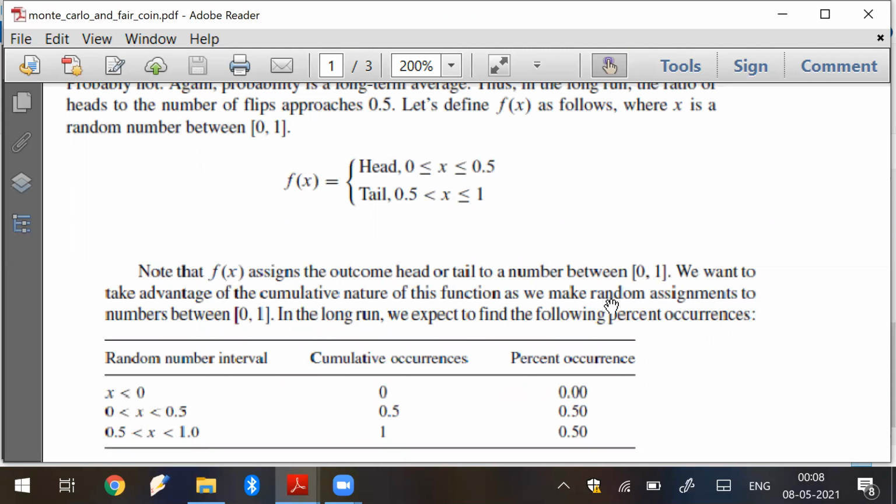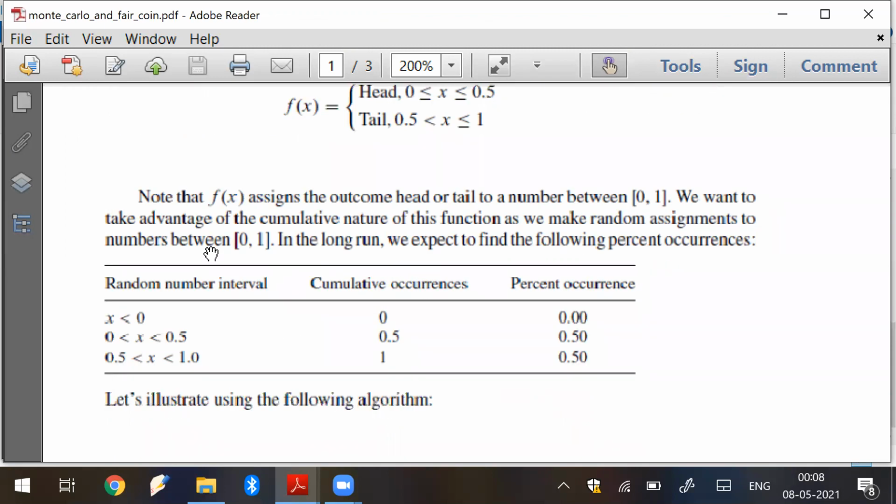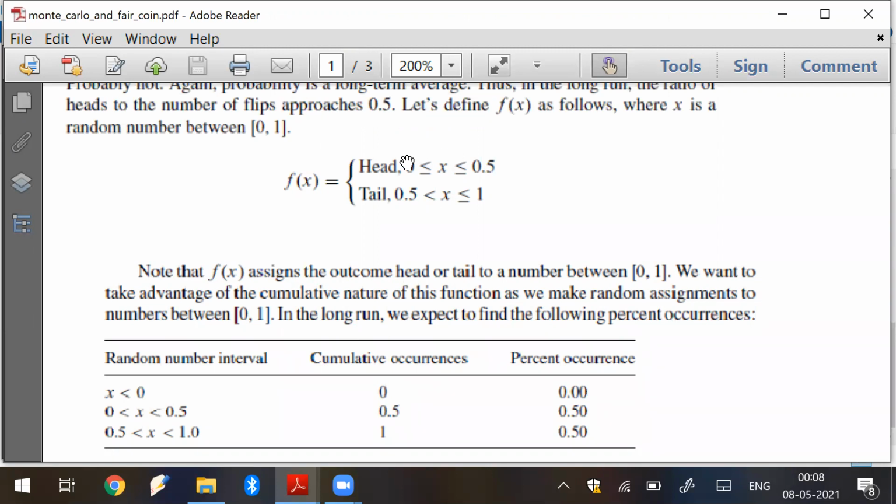We want to take advantage of the cumulative nature of this function as we make random assignments of numbers between 0 and 1. In the long run we expect to find the following percent occurrences. You just go on counting how many times your x falls within this interval. Then you get the number of occurrences of head, and that divided by the total number of trials gives you the required probability.